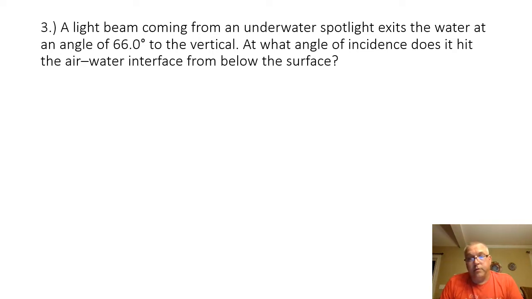I know that the boundary between the air and water is usually horizontal. If your water isn't horizontal, you got a problem. So my normal is going to be an imaginary vertical line, and it says that this is measured from the vertical. So my angle of refraction is 66.0 degrees. My index of refraction for my water is 1.33, and the index of refraction for the air is 1.00. And I'm trying to find my angle of incidence.